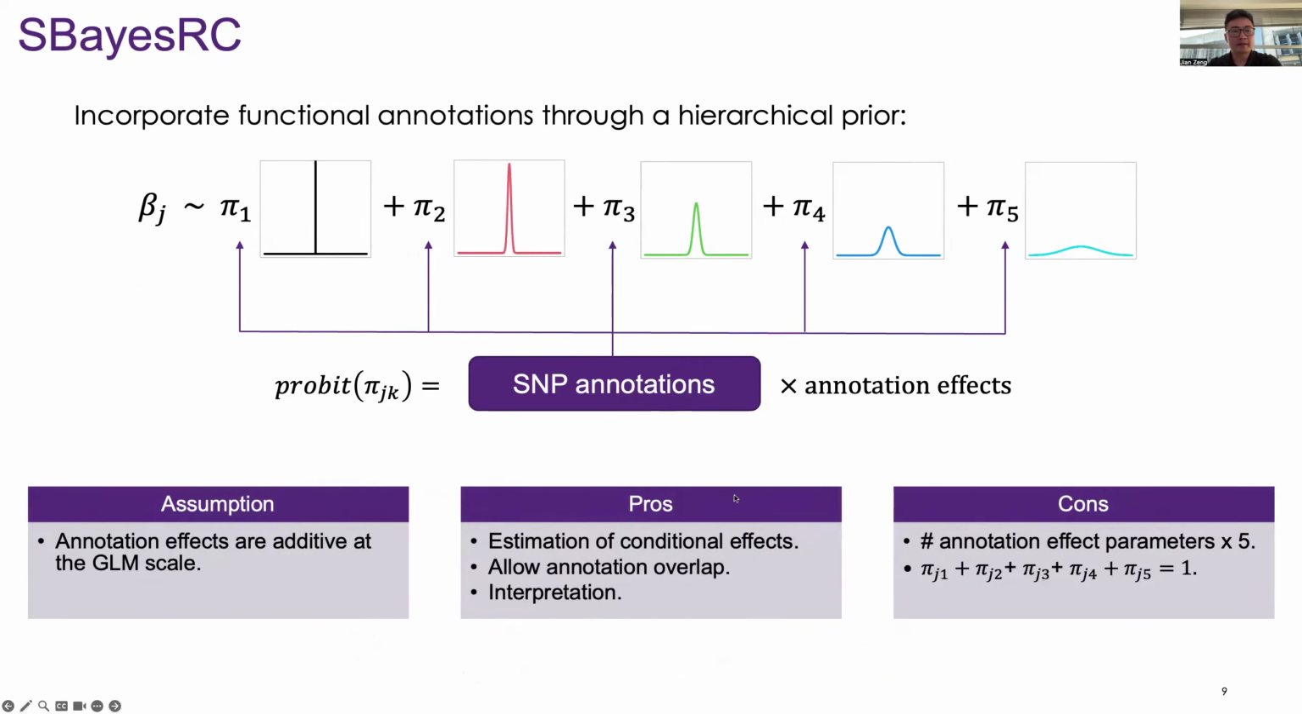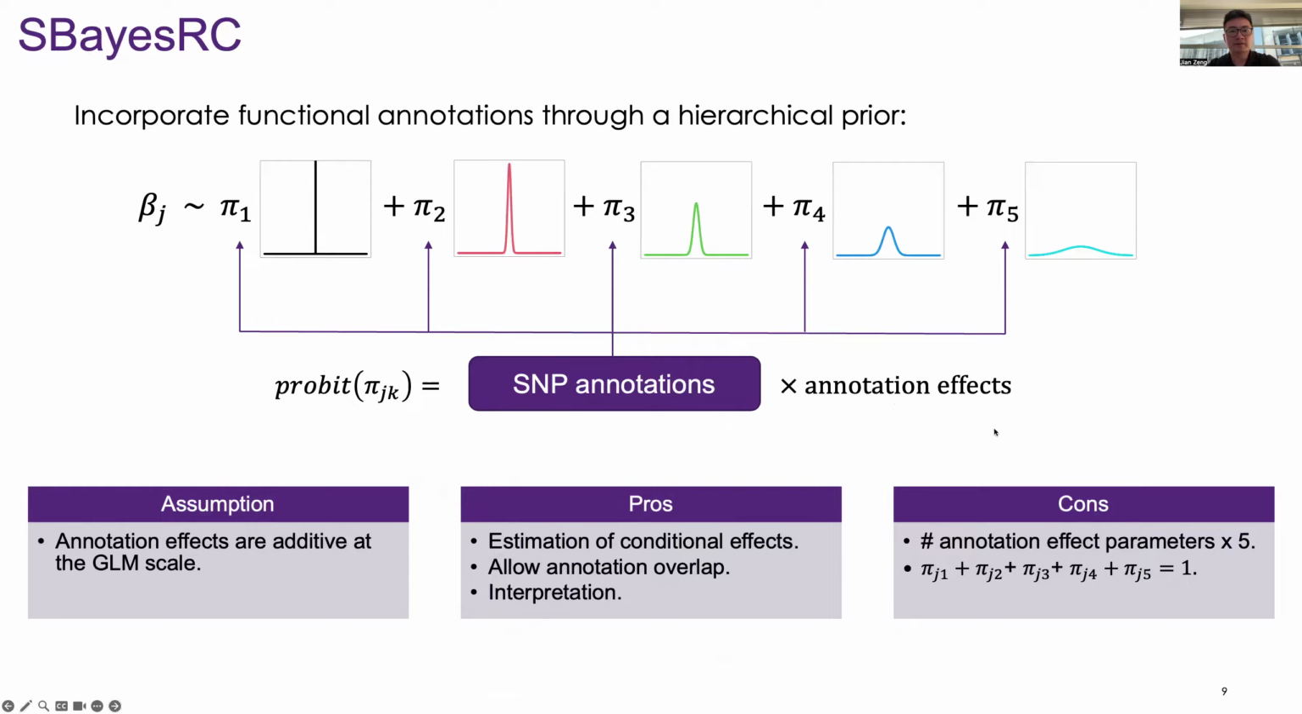So there are benefits of using this generalized linear model in SBayesRC. First, this framework can naturally accommodate binary annotation and continuous annotation, as well as the overlap between annotations, as such overlap is quite prevalent in the human genome. And second, we estimate this annotation effect jointly in this generalized linear model. So that facilitates the interpretation as each annotation effect is conditional on the presence of all the other annotations.